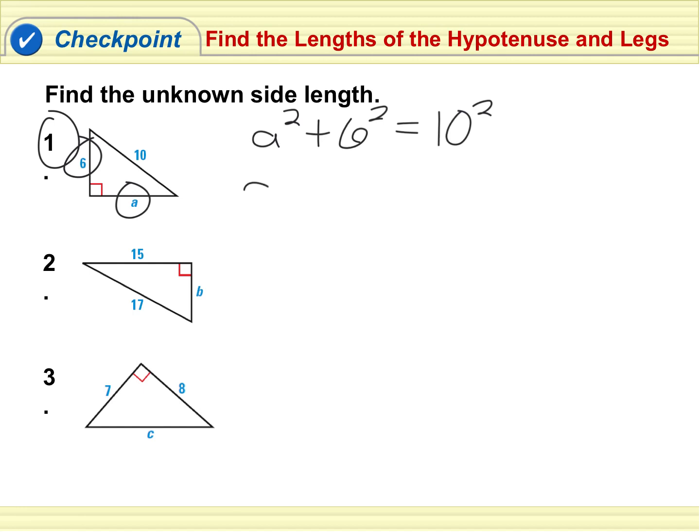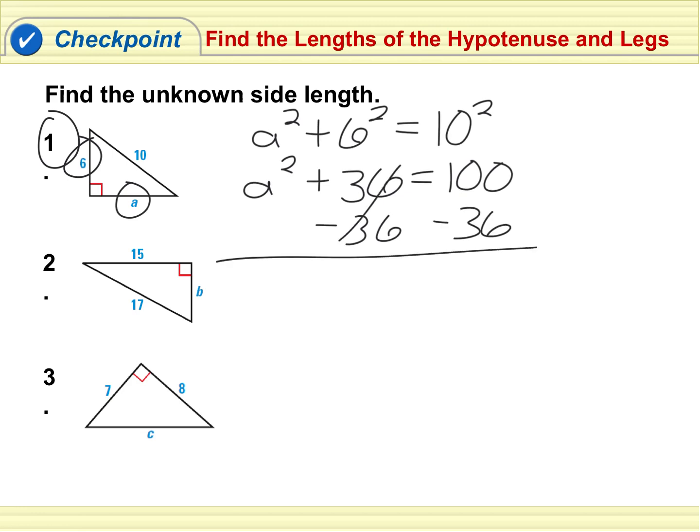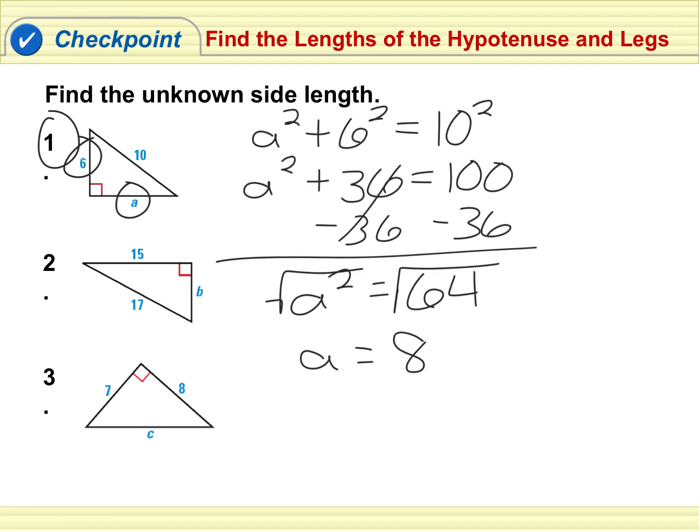Okay, so A squared stays. What's 6 squared? 36. What's 10 squared? 100. What's my next step? Subtract 36 from 100. What's 100 minus 36? 64. Okay, what's my next step? Square root it. Get A by itself by taking the square root, so we get A equals 8.